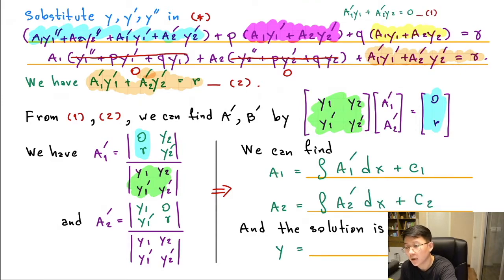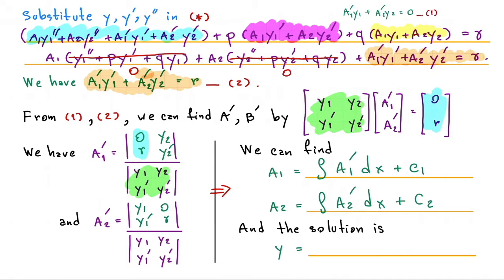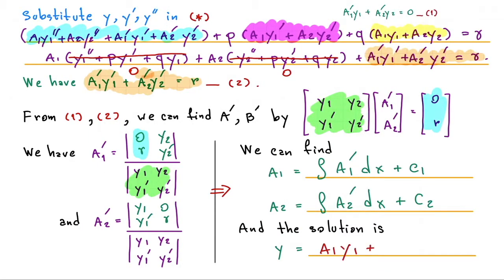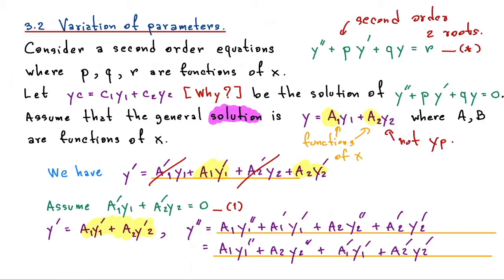And the solution is, what is it? We assume that it is a1 y1 plus a2 y2. Let me go through what we have done again. First, we look at the homogeneous case. We have yc, which is in this term, with y1 and y2. After that we assume that the solution can be written in this way, where a1 and a2 are functions of x. This is important, they are functions of x.